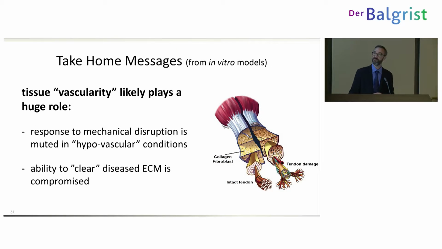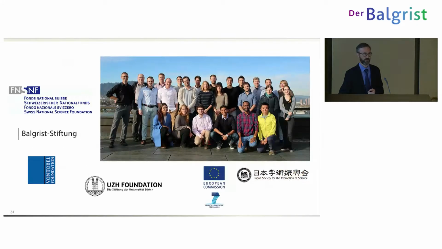Tissue vascularity, as you guys know, is playing a huge role in the way tears progress or resolve or don't. Basically, avascular conditions somehow mute the response of the tendon cells, and I think that the inability for this failure to activate the cells is probably behind tear propagation, and that's it. So with that, I'll conclude.